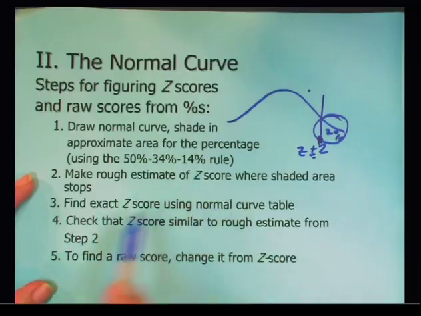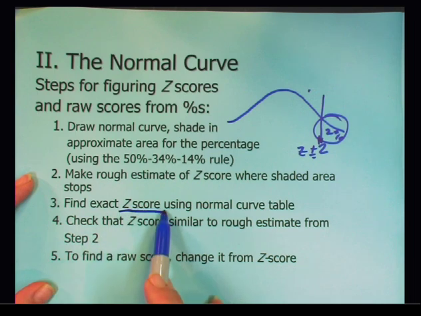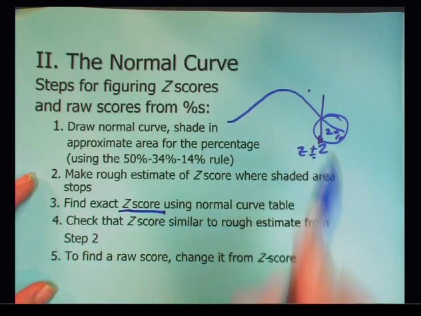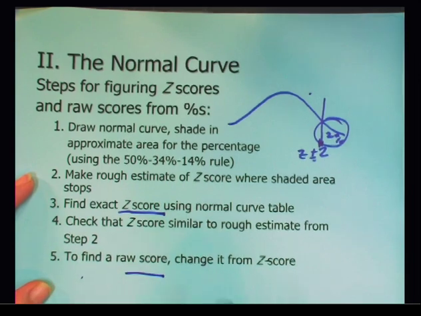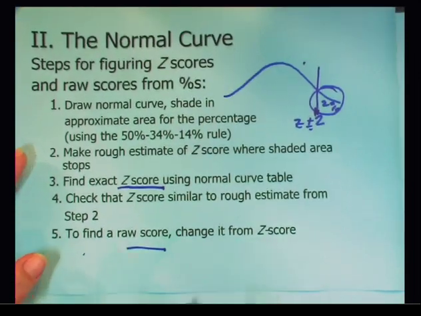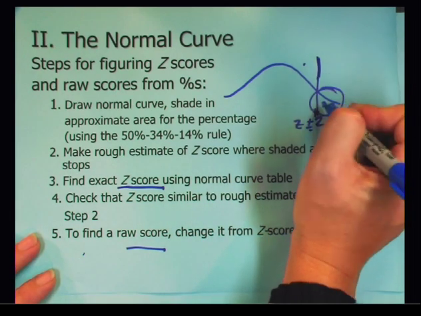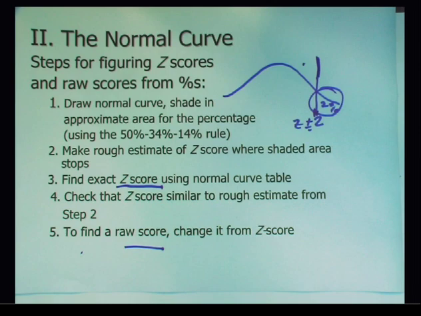Once you have your z-score using the table, you check that z-score to see if it's similar to the one you estimated, and then you find the raw score. You already know how to do that. We've gone through converting a z-score to a raw score. So you just convert your z-score to the raw score, and that raw score is the score that cuts off 2% in the tail.